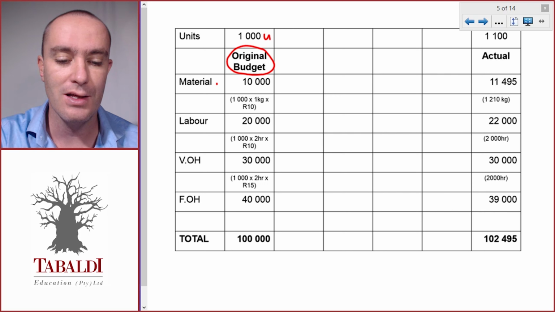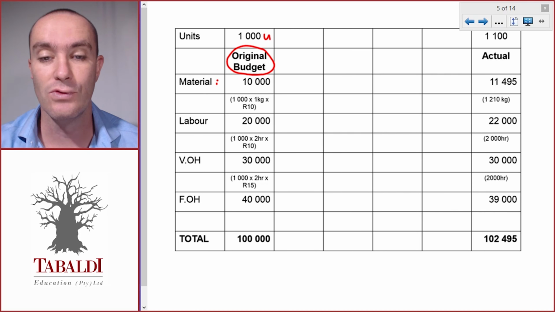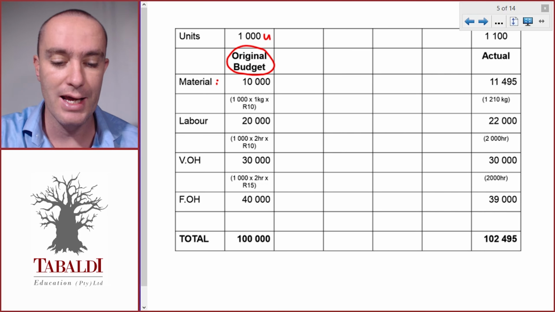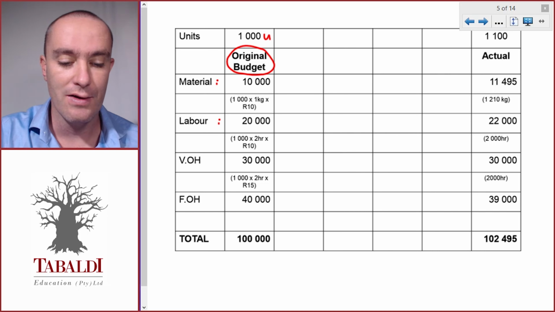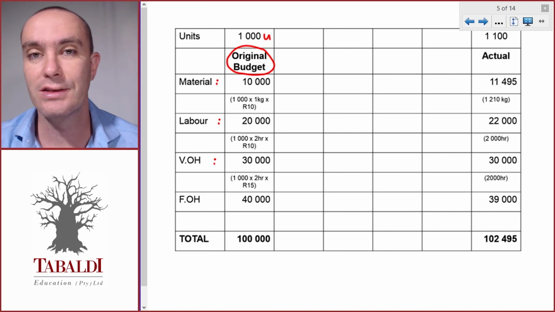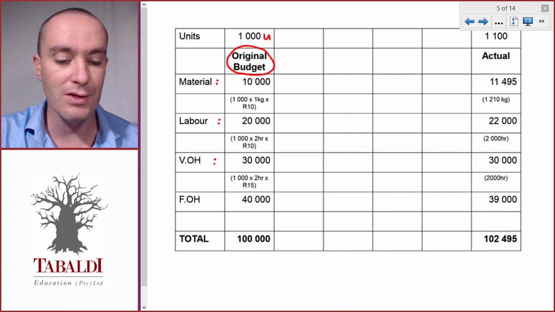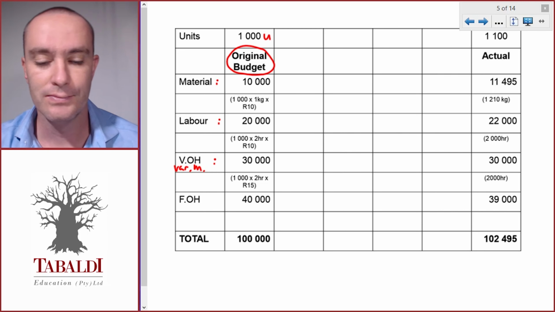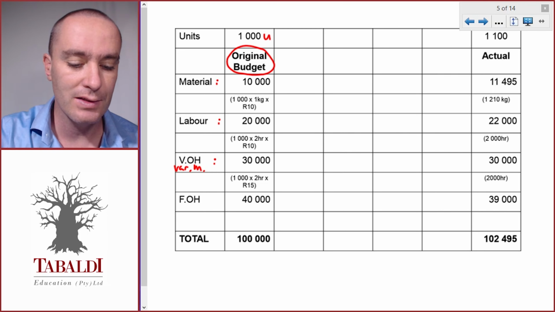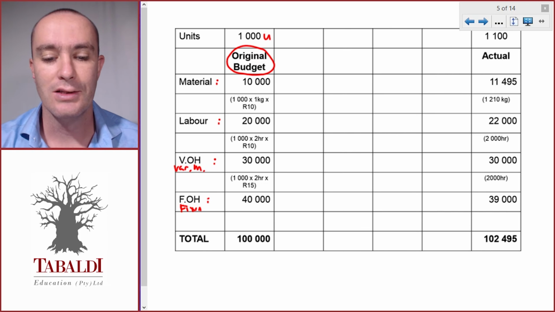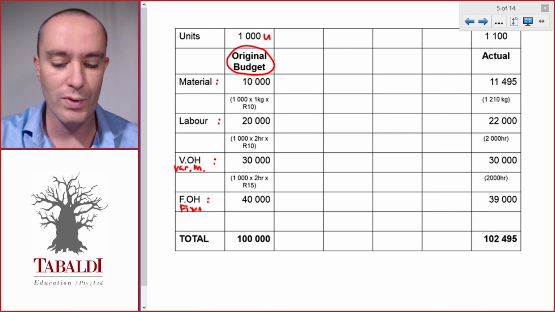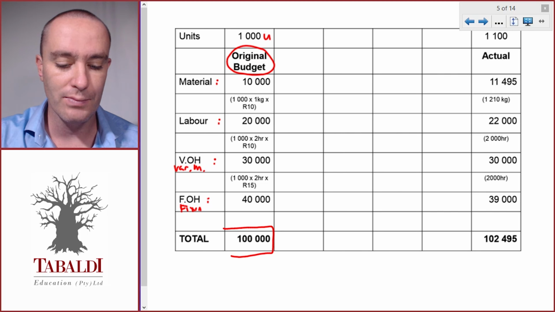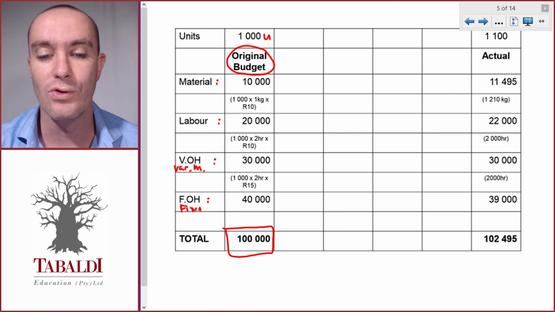So we have material, that'll cost us 10,000 for the 1,000 units. Labor will cost us 20,000. Variable manufacturing overheads 30,000. So that VOH is variable manufacturing overheads. And then we have fixed manufacturing overheads. That amounts to 40,000. So if we add up all the costs, we get to a total production cost of 100,000 for 1,000 units.